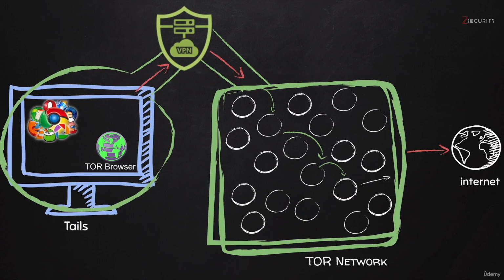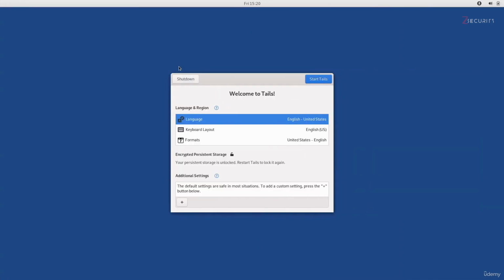So the main thing that I'm actually going to be showing you in this lecture is how to configure Tails so that it redirects data to our VPN provider and then connect to this VPN provider. So let's go to Tails. As you can see here, I haven't even logged in yet.